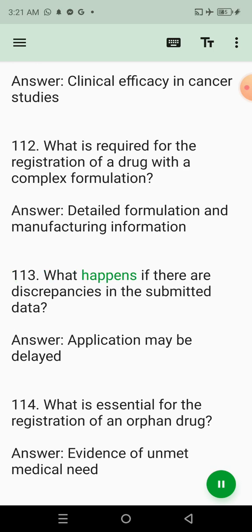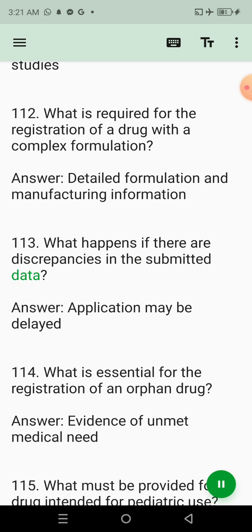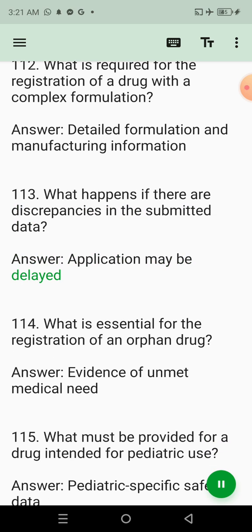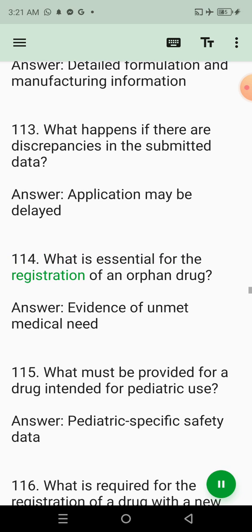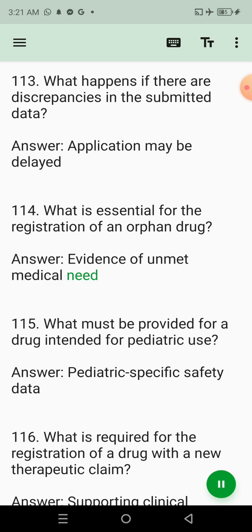113. What happens if there are discrepancies in the submitted data? Answer: application may be delayed. 114. What is essential for the registration of an orphan drug? Answer: evidence of unmet medical need.